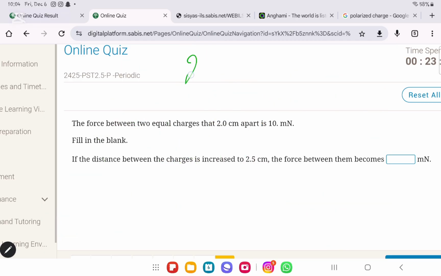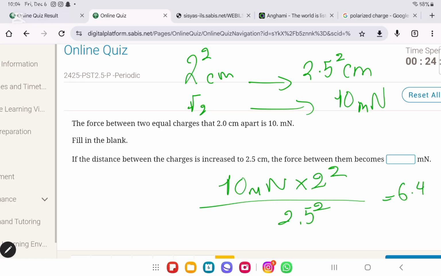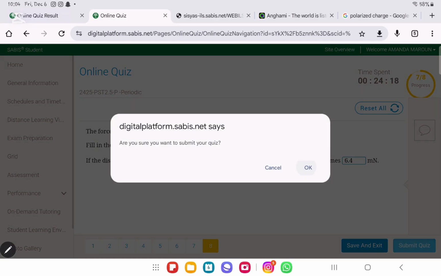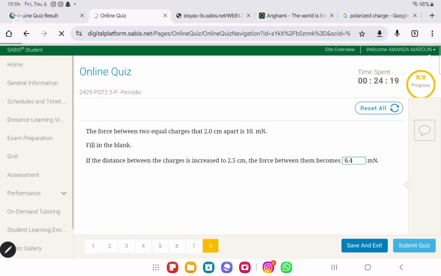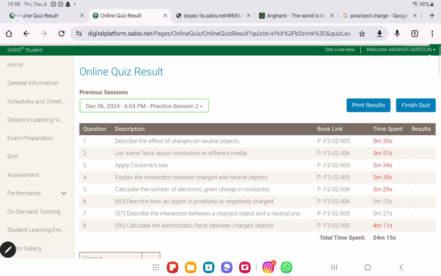So that ends off with 2 squared centimeters. So distance squared 1 will give us distance squared 2, and then force 2 is gonna give us force 1, which is 10 micronewton. Then you do cross multiplication. That gives us 10 micronewton times 2 squared divided by 2.5 squared, and you are gonna get 6.4 as an answer. So the answer over here becomes 6.4 micronewton. Or millinewton, I don't know what that unit is, but anyways, let us submit, and thank God we do not have any mistakes.